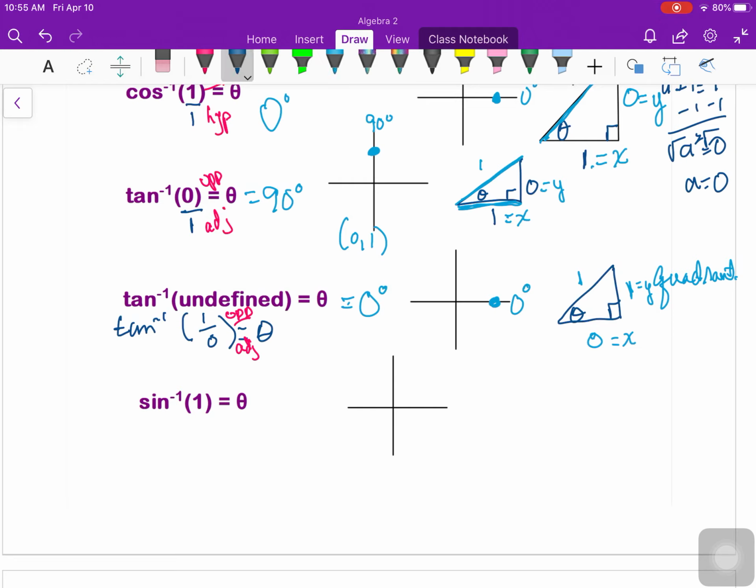Sine inverse of 1 is theta. So I need my ratio, 1 over 1. So when I draw my triangle, my theta is down here. Opposite is 1 over hypotenuse is 1. So that means this missing side is 0. Again, a quadrantal. My x is 0, my y is 1. 0, 1 falls right here at 90 degrees.